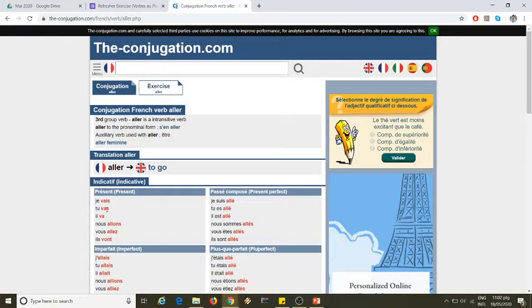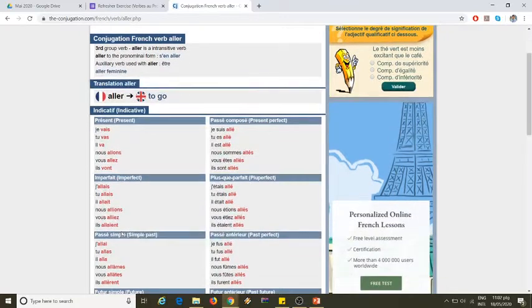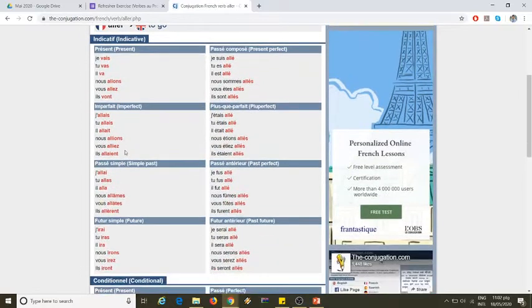We have je vais, tu vas, il va, nous allons, vous allez, ils vont. Actually, we have a lot more: passé composé, imparfait. Passé composé is basically past tense. I think you guys won't learn it this semester.